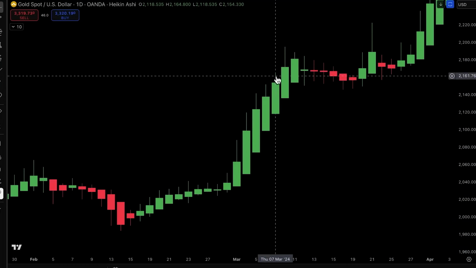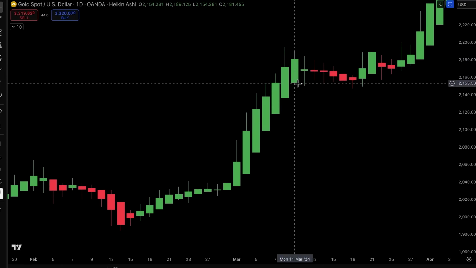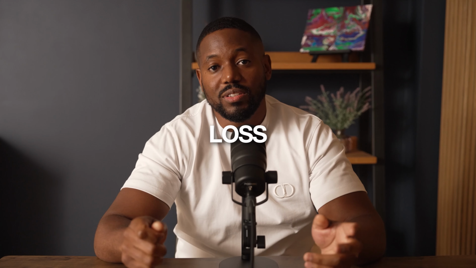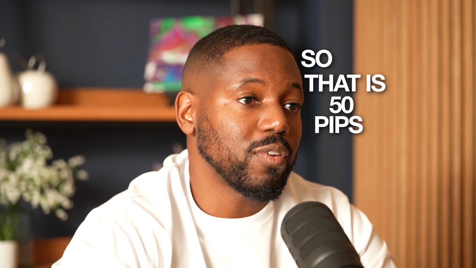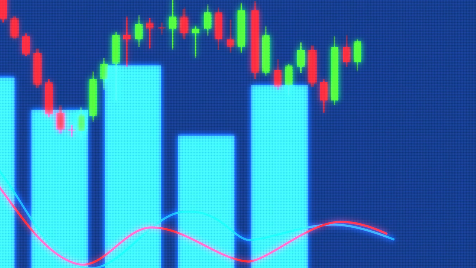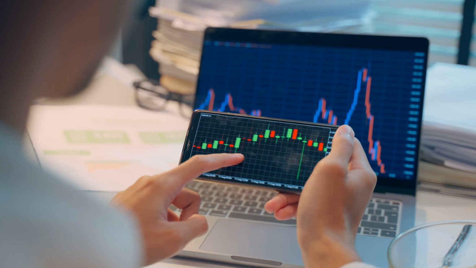So for example, if we've entered a trade within the community, say we've sent out a buy on gold, the buy would be at 3815, we'd have our TPs and we'd have our stop loss at say 3810. So that is 50 pips away from 3815. You're risking 50 pips, and depending on the size of your account and your lot size, it's very important in trading to understand what you're risking when entering a trade.